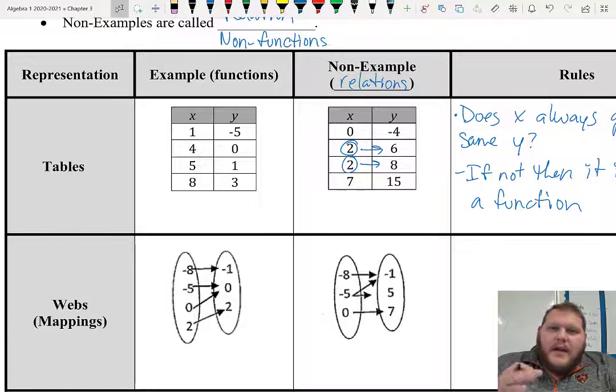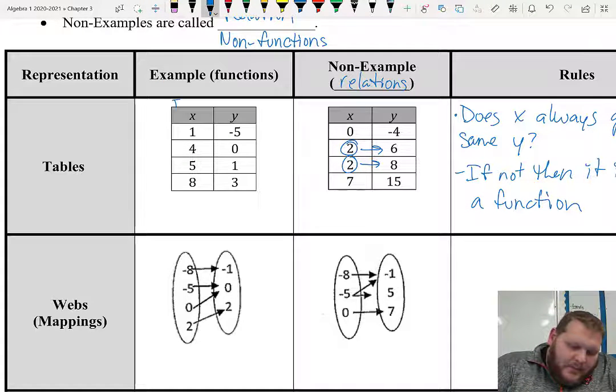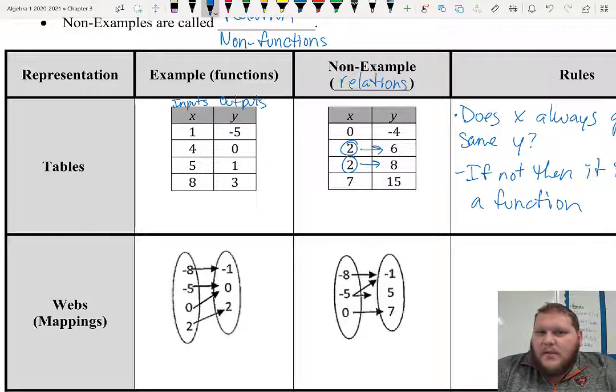All right, so in our tables, our inputs are always that left column, and our outputs were always that right column, x and y, right? Inputs are x's, outputs are y's. Now, when we get down to this next one, this is a brand new representation for us, most likely, unless you saw this last year with 8th grade math, which I don't think is usually a common thing that you guys have seen.